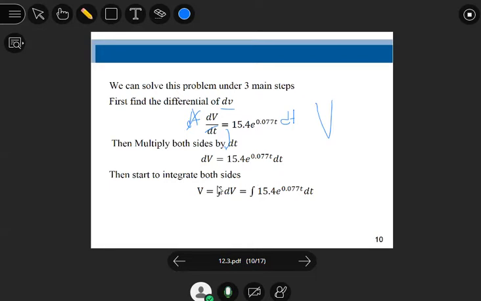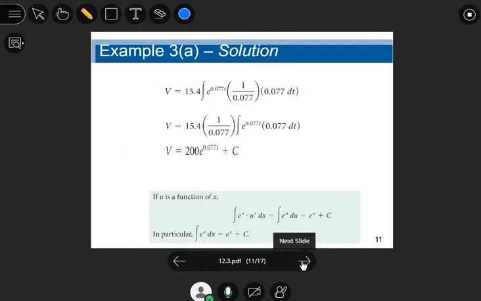Then start to integrate both sides. Integrate this side and integrate this side. If we integrate dv with respect to v, it becomes v. It's a very simple one, and this other side is the thing you need to integrate. So we need to integrate this one.